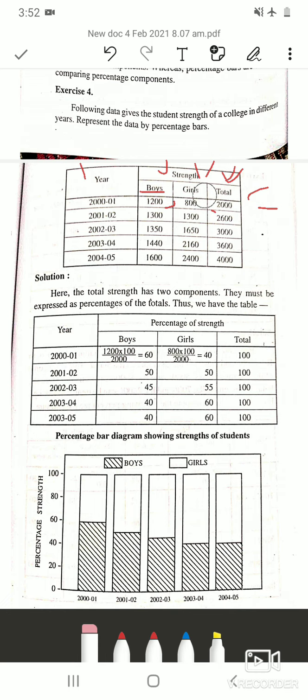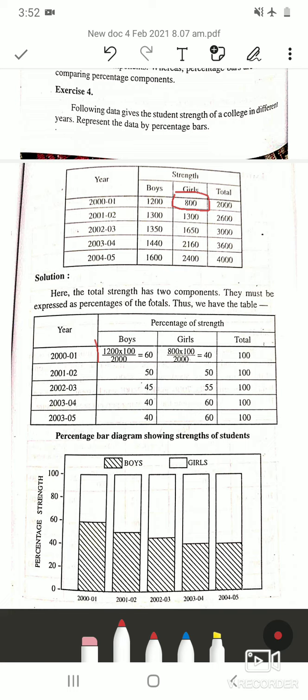It is just like obtaining the mark percentage of your examination. What we do is marks obtained divided by total marks into 100. Just like that, here it is the strength given divided by the total strength into 100. So for the first one it is 1200 into 100 divided by 2000, which is 60. For girls the strength is 800.